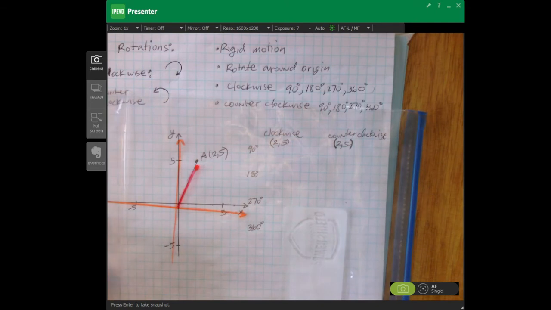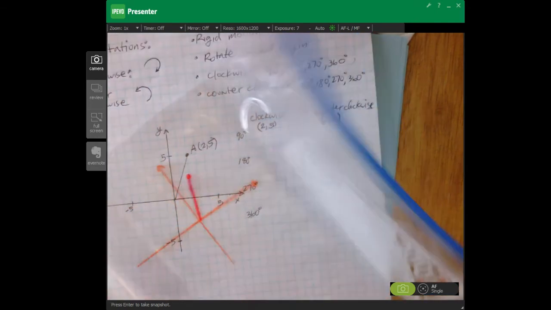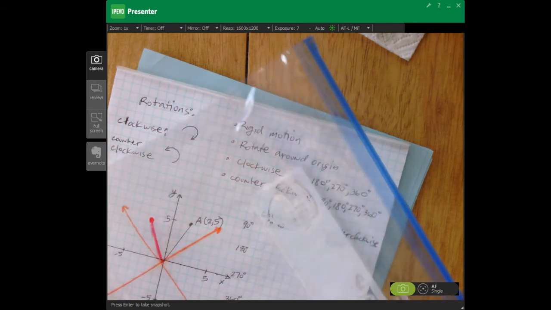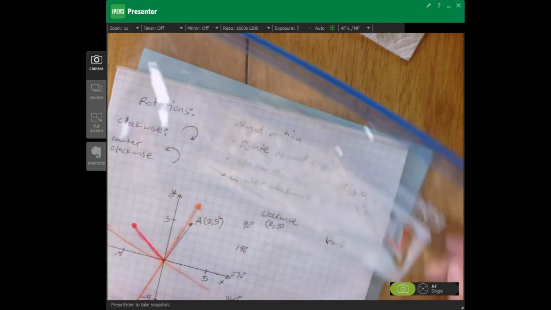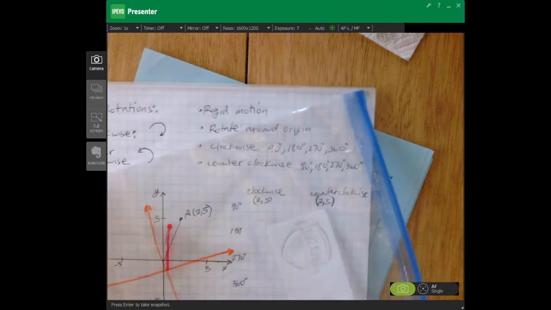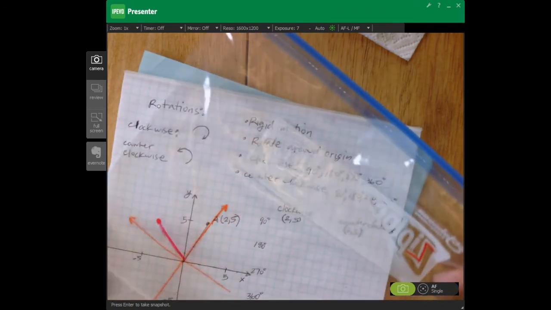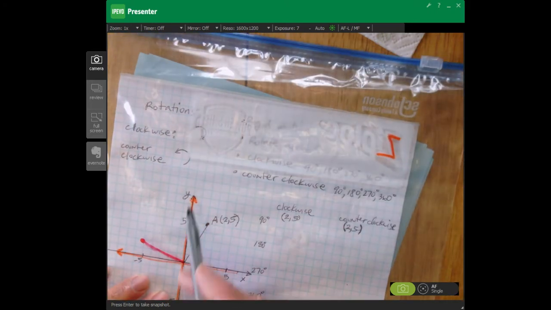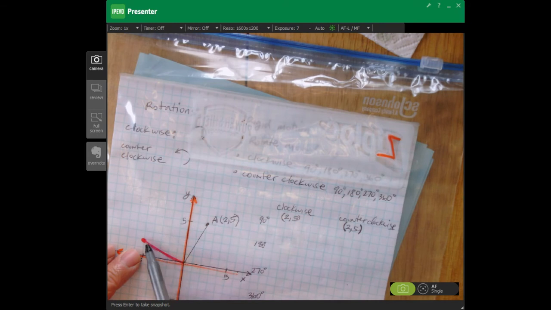We can do that the other direction as well. So all we're doing is taking this right here and moving it until it goes up to the next one. And when it does that, we'll have our 90 degrees. Now notice again, 90 degrees, but this time it's the other direction.